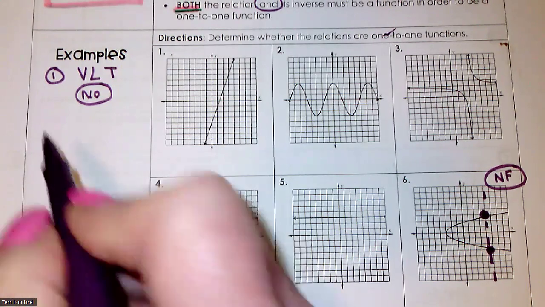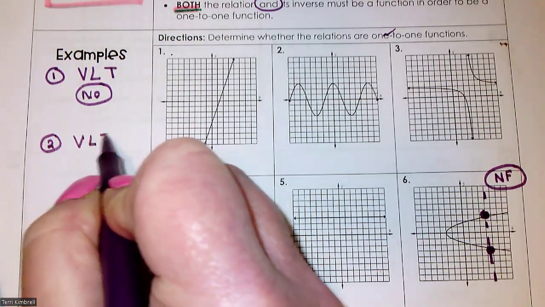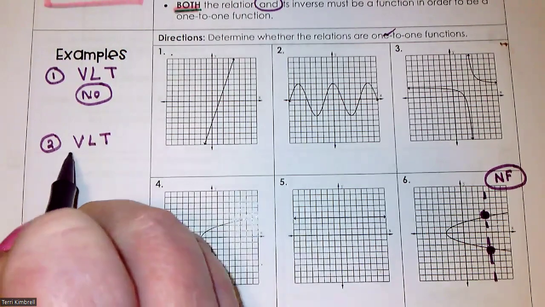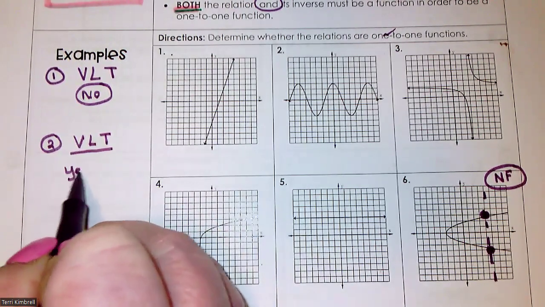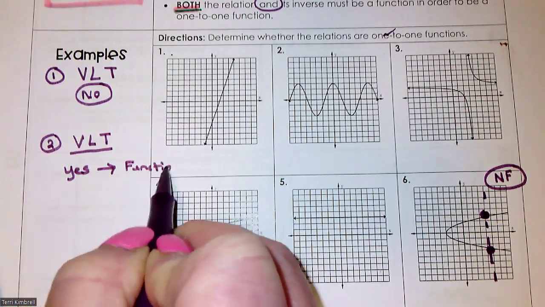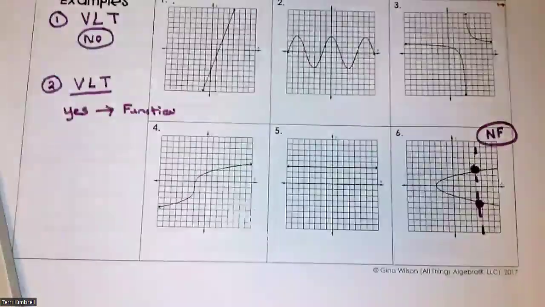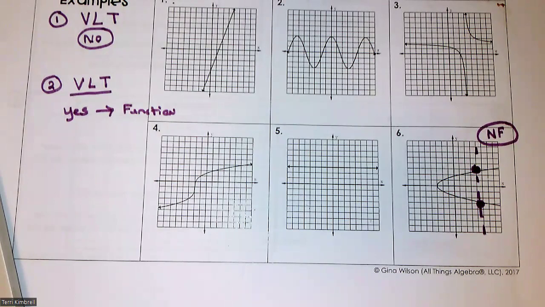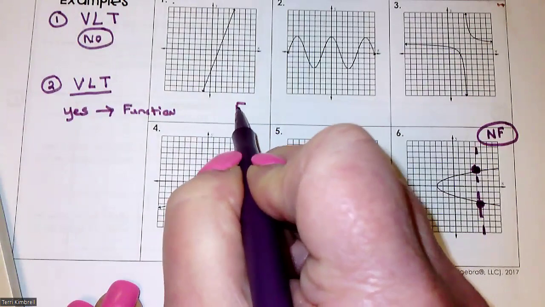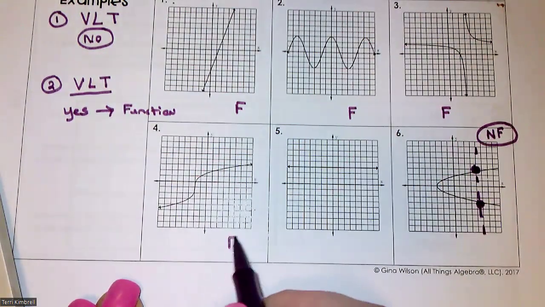Now, if you put yes, if it does pass the vertical line test, then it is a function. So you want to think about the vertical line test first. So when I'm going through these, all of these would pass the vertical line test, except number 6.